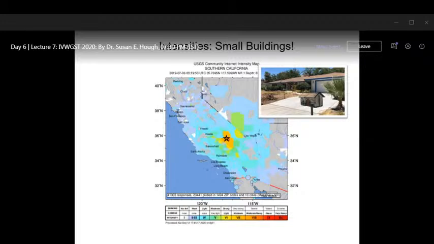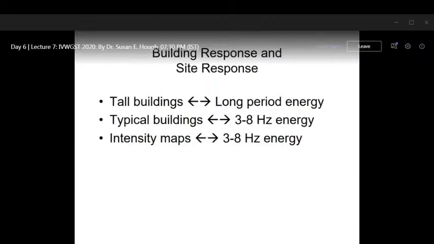This map shows you what's going to happen at 1 second period, whereas the intensity maps that we look at are not at 1 second period. They're showing you the shaking at higher frequencies. So that turns out to be quite important. Again, you have site response and you have building response. Tall buildings are affected by long period energy. Typical buildings are affected by 3 to 8 hertz energy in that range. And so the intensity maps that we put together and that I've shown you are reflecting this higher frequency and not this.